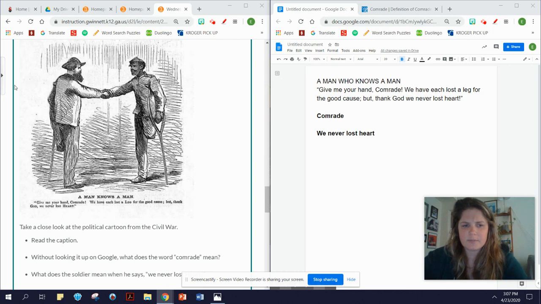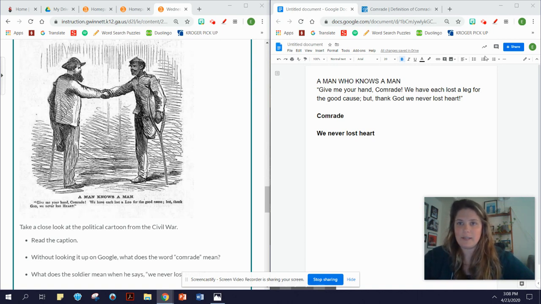What does the soldier mean when he says, "We never lost heart"? What do you think about that? If you say, "We both lost a leg for a good cause," which means we fought for maybe something we believe in, but thank God we never lost heart. So actually, what you can do is, after you sit there and before you look it up, think, what do you think "give me your hand, comrade" means?